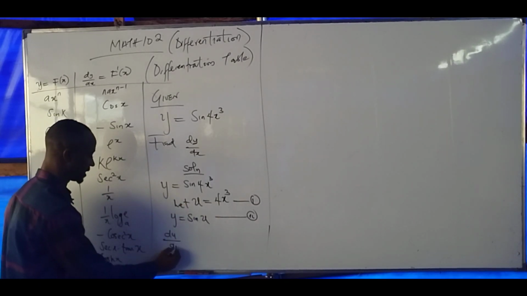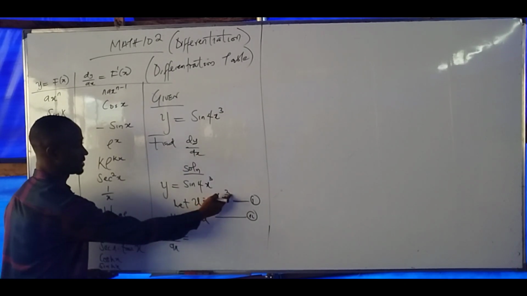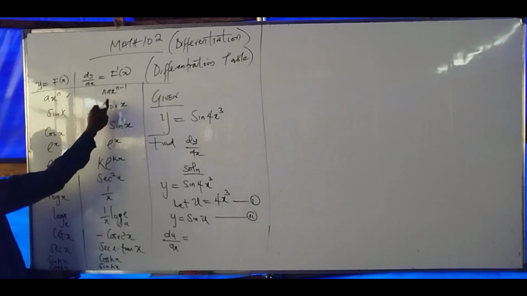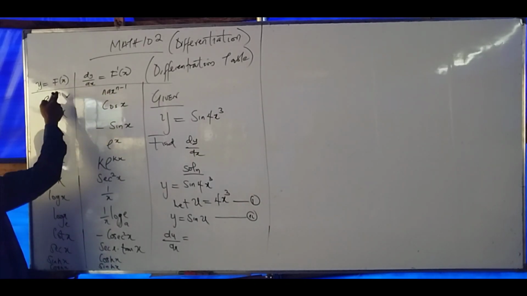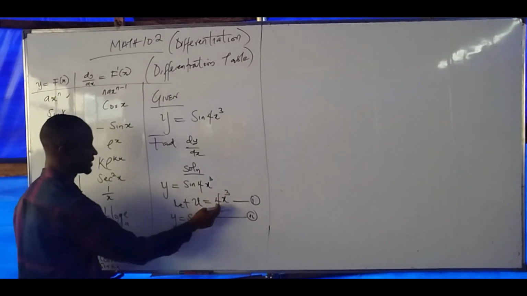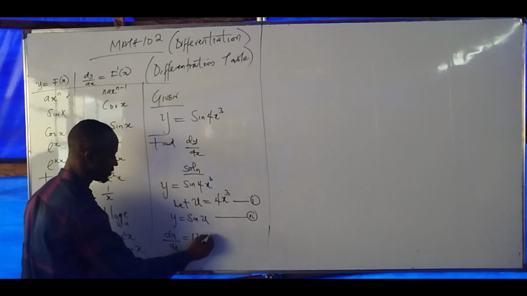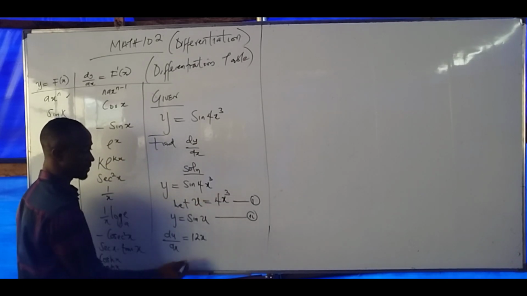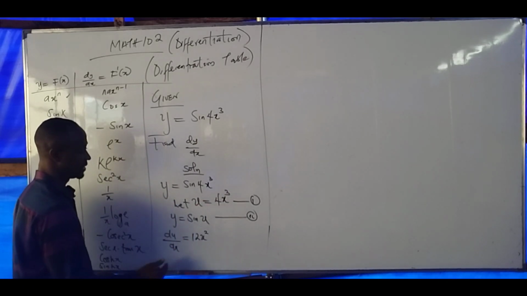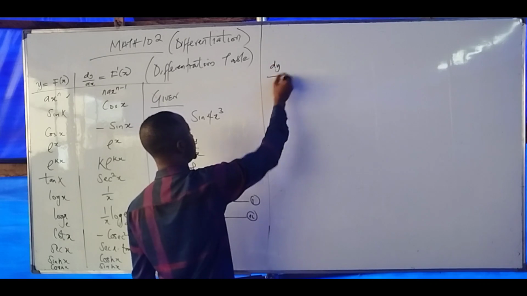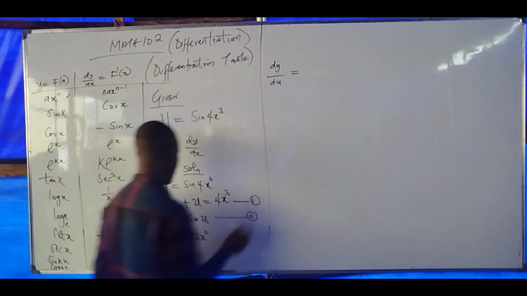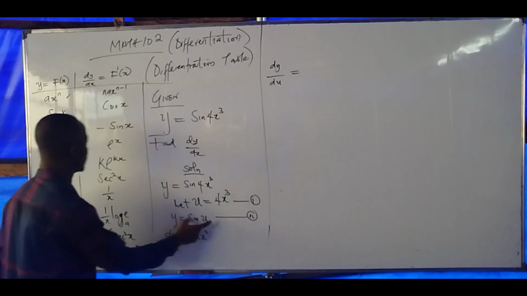du/dx will give us 3. I will use the power rule. The power rule says multiply the power by the coefficient of x, and subtract 1 from the power. Let's go. 3 times 4 will give us 12, 12x raised to the power 3 minus 1, which is 2. We are done with this. Now let's differentiate dy/du. If you differentiate sine u, what do we have?